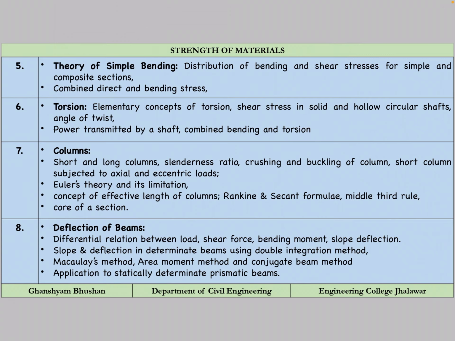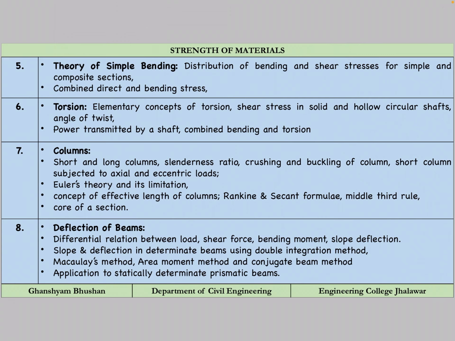In the 7th chapter we will be dealing with columns. Columns are very common, you can see them in your house or in any building. So how are we going to differentiate whether it is a short column or a long column, what is the slenderness ratio, what are the crushing and buckling stresses, how will the column behave if the load is axial, and if the load is not axial, that is eccentric loading, then how it is going to act, and Euler's theory and its limitations.